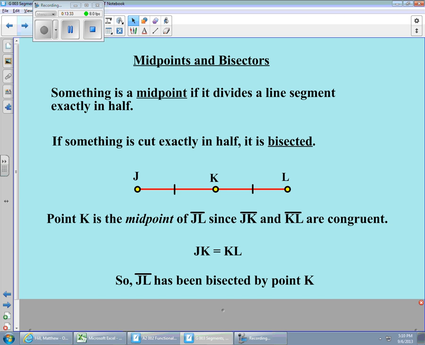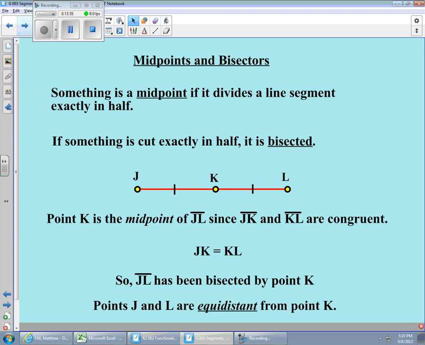And one more definition I'd like to bring in here, a word that's going to pop up from time to time, is the term equidistant. Points J and L are equidistant from point K. If you break down the word equidistant, it pretty much tells you what it means: the prefix equi meaning equal, and distant referring to the distance.